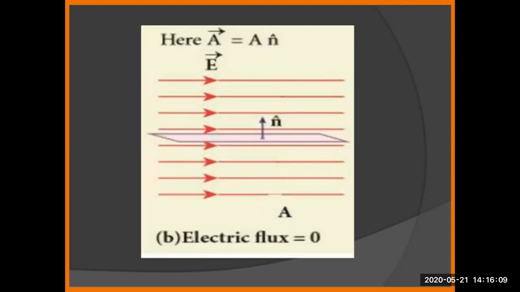Now this is the case when the flux is 0. Why is it 0? Look at the figure. It is placed parallel to the electric field lines, going in the same direction as the lines, so no line is passing through or intercepted by the area. The lines are passing without penetrating, so here the electric flux is 0 on this rectangular area.